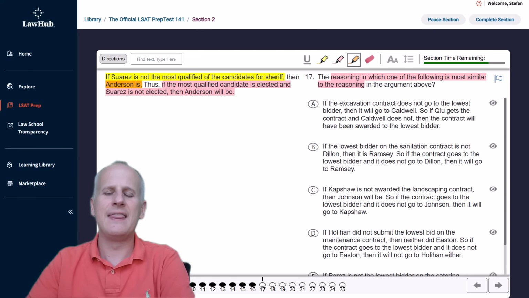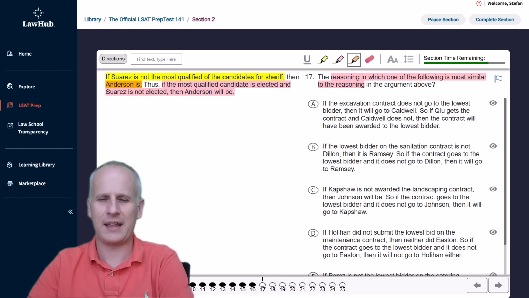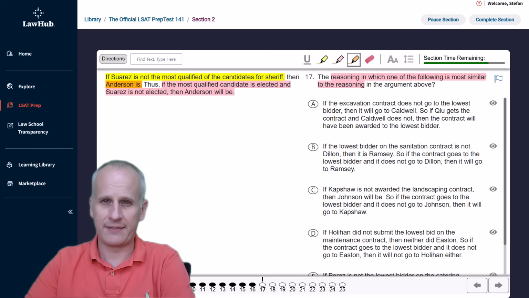That's it. And then the pink conclusion is a valid one, which says that if the most qualified candidate is elected and Suarez is not elected, well, then Andrson is going to be elected. And again, that conditionally should make logical sense, but I don't want to waste the time drawing it with just my physical scratch pad. So now we're going to the answer choices, seeking something that matches these component pieces. And as soon as we identify a piece that does not match, we should be able to eliminate that choice using our highlight tool to identify specifically what's incorrect.